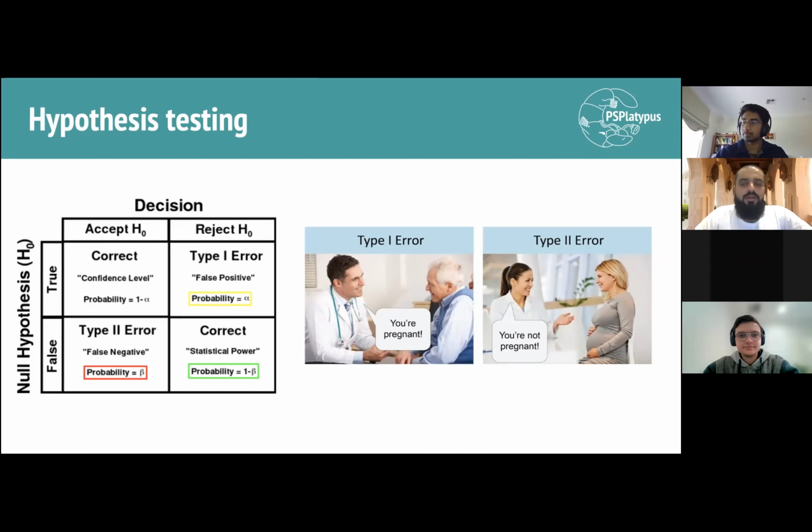Type 2 error, which is also called false negative, is when we accept the null hypothesis when it's actually not true. So if the null hypothesis is not being pregnant, in the second picture, as we can see here, the doctor is telling the female, who is obviously pregnant, that she's not pregnant. So the doctor accepted the null hypothesis while it's not true.